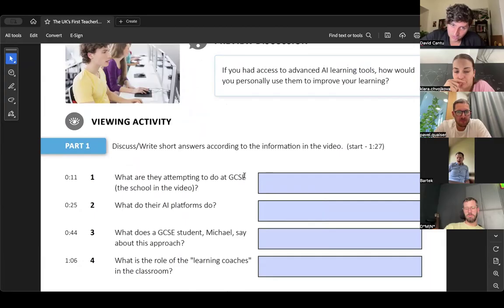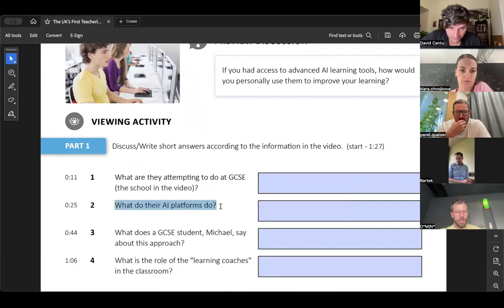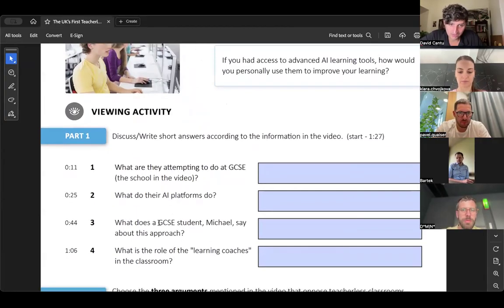So this is the name of the school. That's the name of the school. And what are they trying to do? Okay, good. And Bartosz too. What do their AI platforms do? Good. So here you can write down what they do.